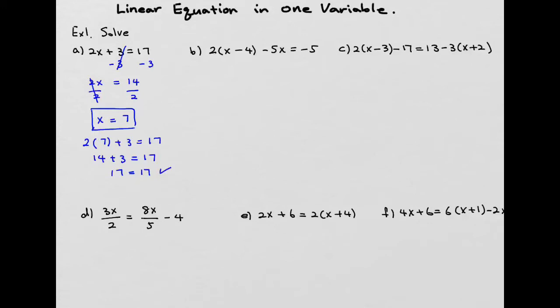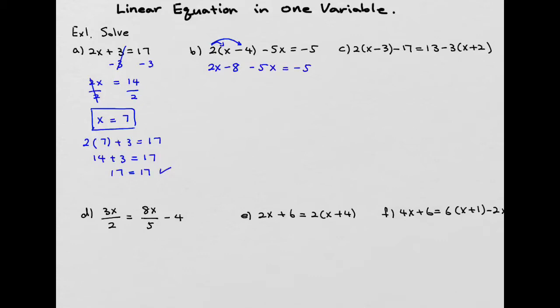What about the second one? This time it's getting longer. So we have a parenthesis. If we have a parenthesis, that's something we want to get rid of first so we can combine the like terms, right? So let's see, we're going to distribute 2 to open the parenthesis. We're going to do 2 times x, which gives you 2x. 2 times negative 4 is negative 8, minus 5x equals negative 5.